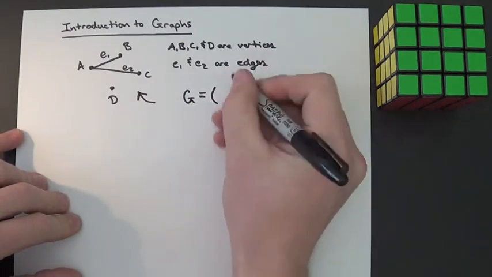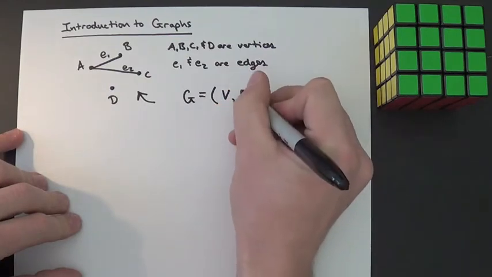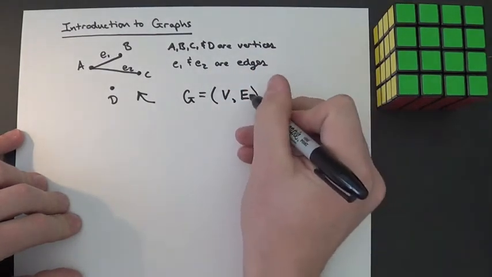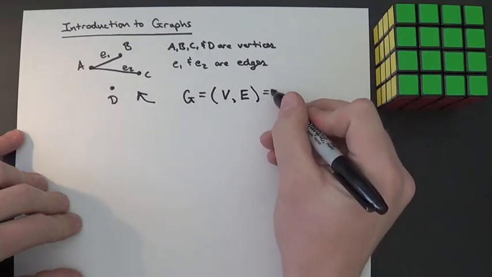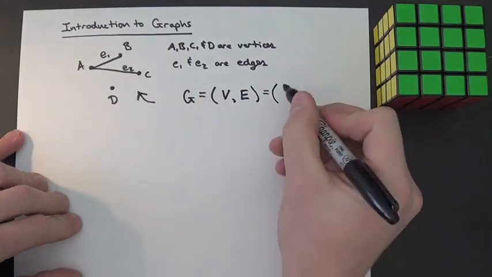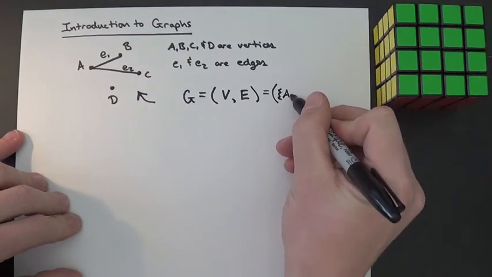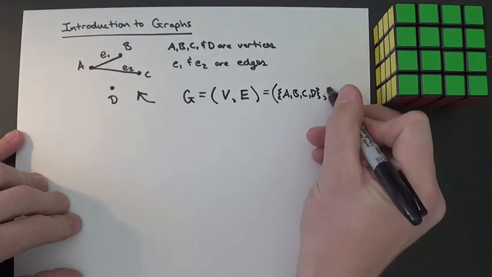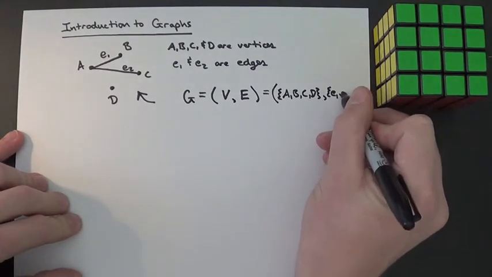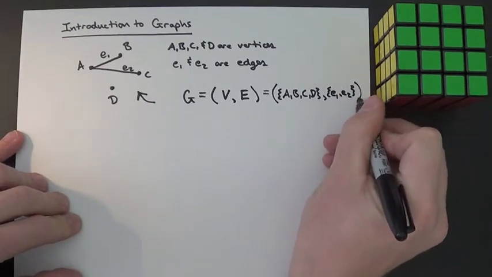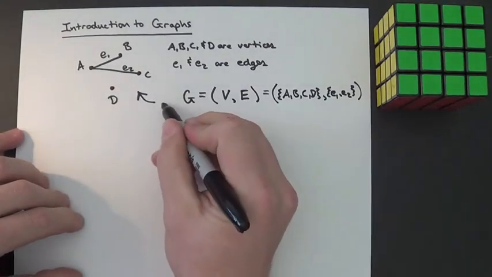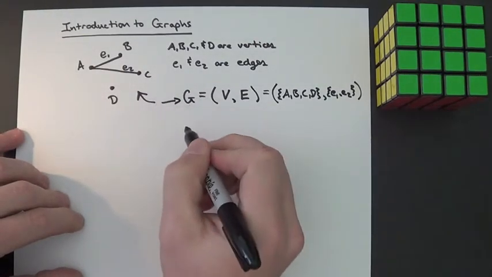So G equals the ordered pair V, E, where V and E are the set of all vertices and the set of all edges. So we can literally represent this graph by the set of all vertices, and the set of all edges, E1, E2. It's one way to represent the graph. Okay. Again, two ways. Both of these are equivalent.